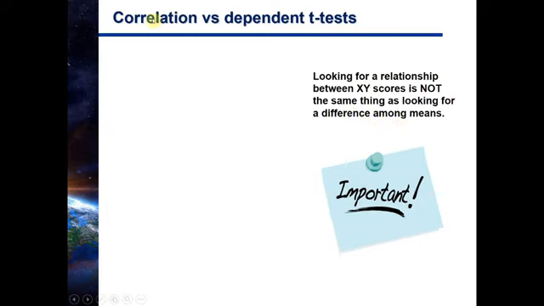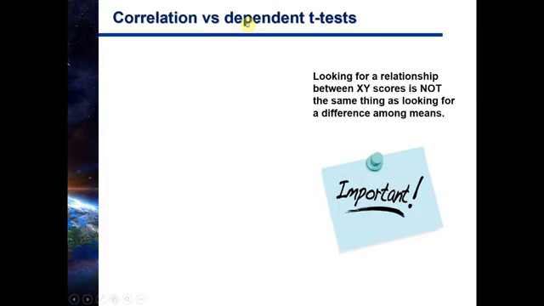So correlation is the statistic that is going to look at the relationship among scores. And dependent t-tests are, T for 2, going to look at differences between two means. But remember, if it's a dependent t-test, it means that either the people in group 1 are the same set of people as in group 2, or they've been paired. All right?